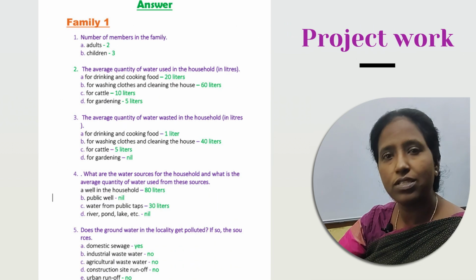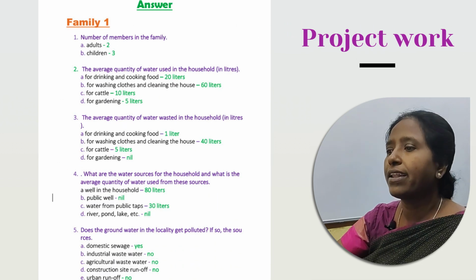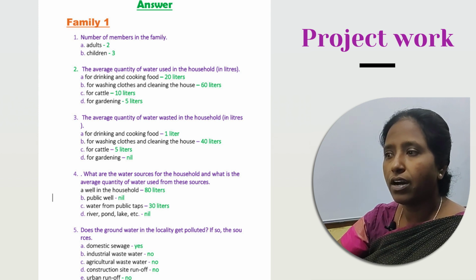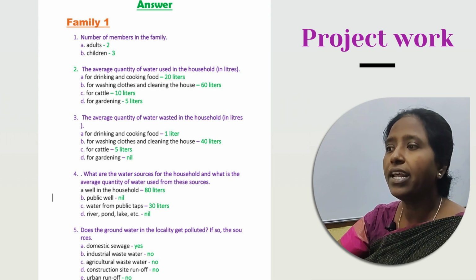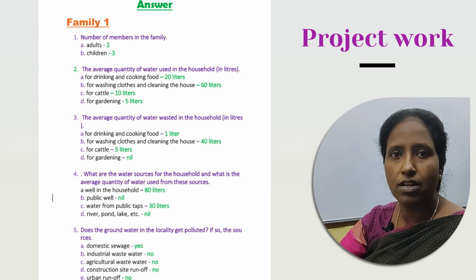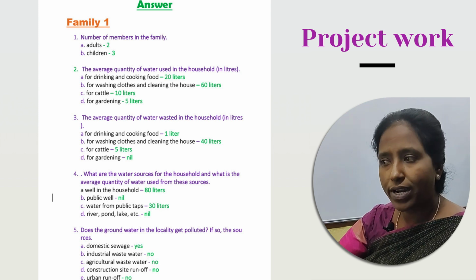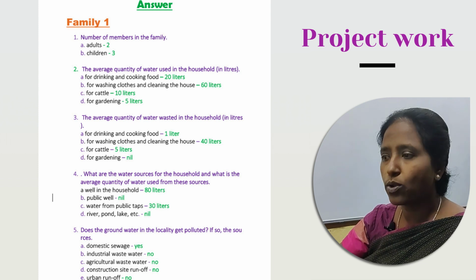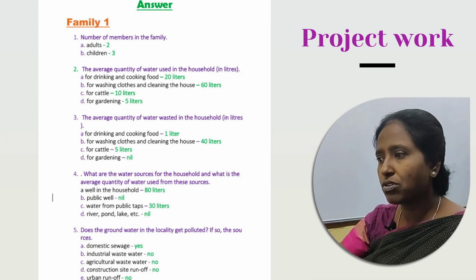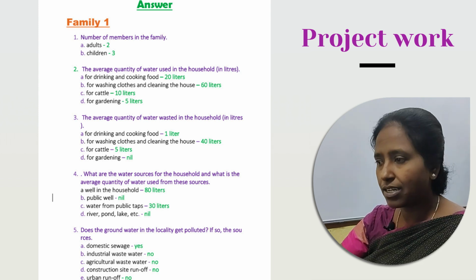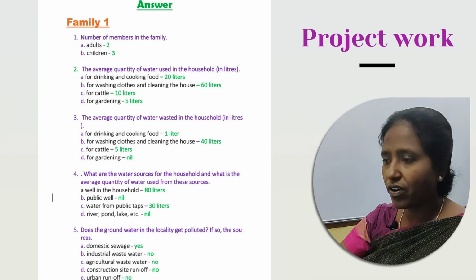Firstly, you will write Family 1 and write all the 5 questions. There you have been given the questions. The same thing you will write. And number of members in the family: adults, how many? 2. Children, how many? 3. Average quantity of water used in the household: for drinking and cooking, 20 liters. For washing clothes and cleaning the house, 60 liters. For cattle, 10 liters. For gardening, 5 liters.